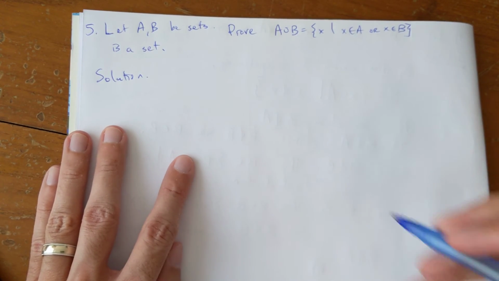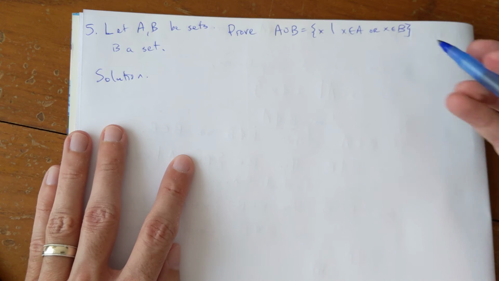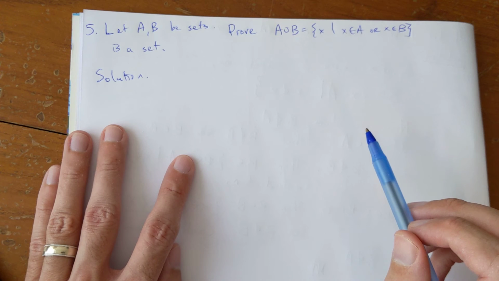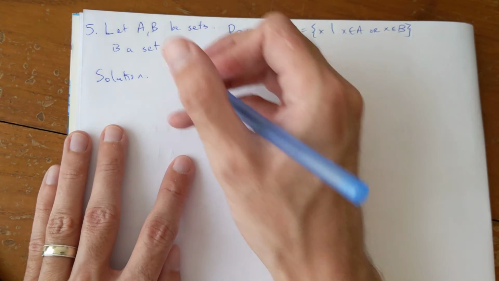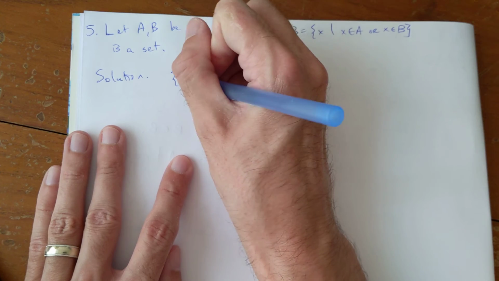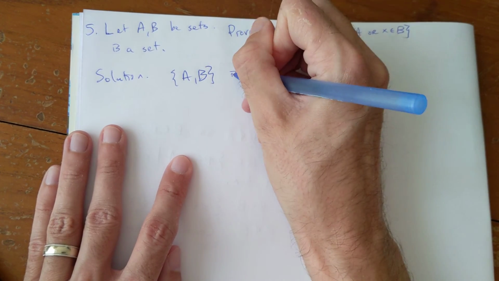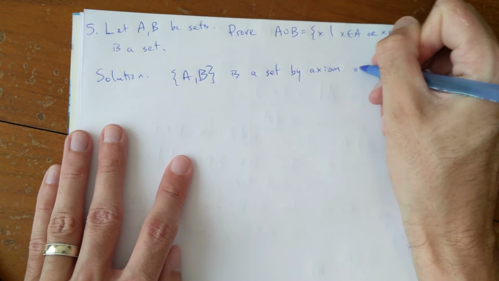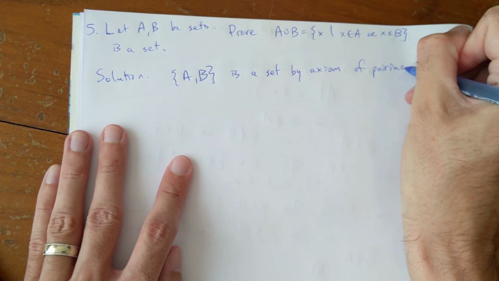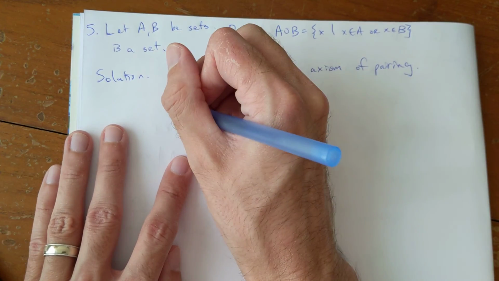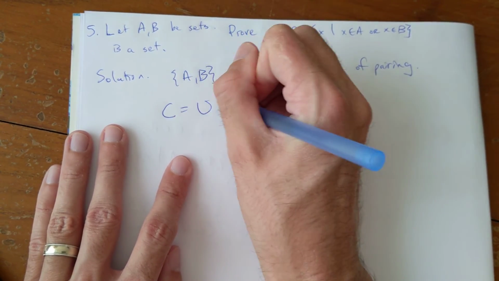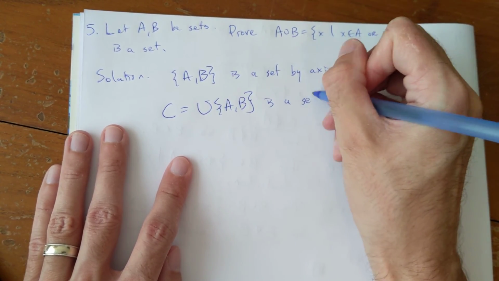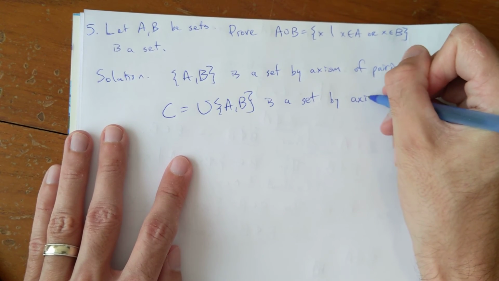Okay, let's move on to question 5. So first, the idea is we have to first construct the unordered pair, and then take the union. This is a set by axiom of pairing. Now let's say that C, which is a union of A and B, is a set by axiom of union.